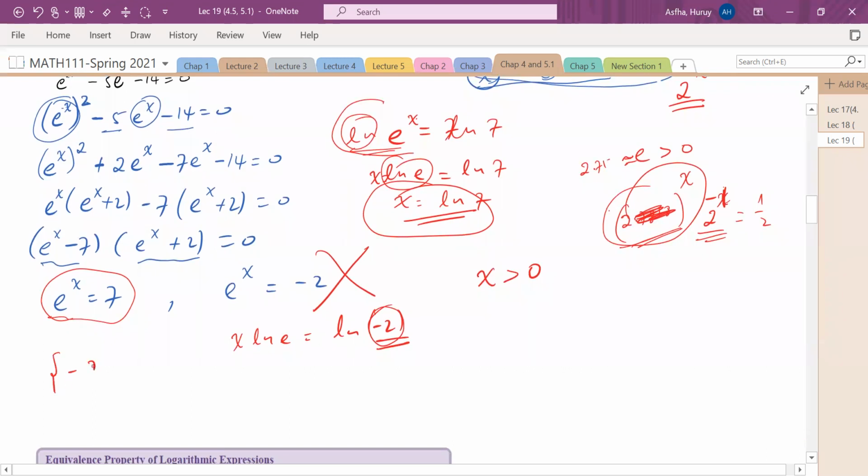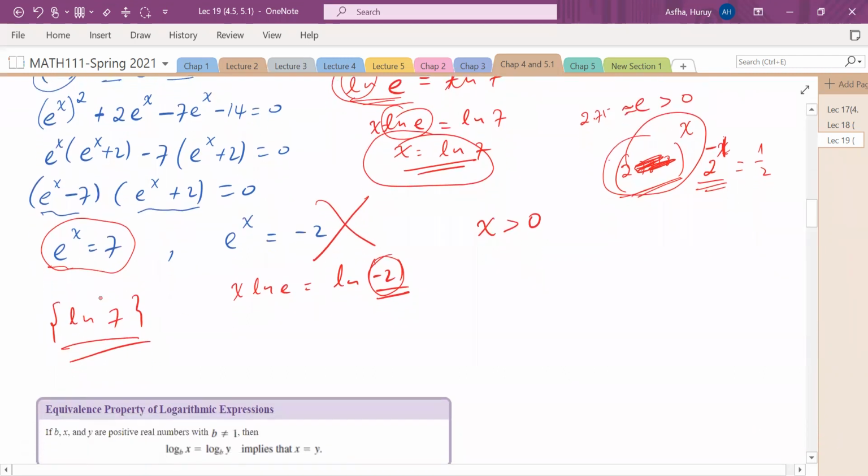Therefore, here we have ln 7, okay? You can use your calculator to find the approximate value of this one, but that's not the exact value. This is the exact value. But if you use a calculator, that will be the approximate value.